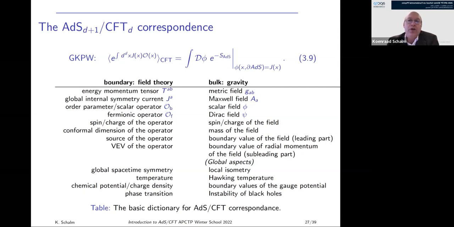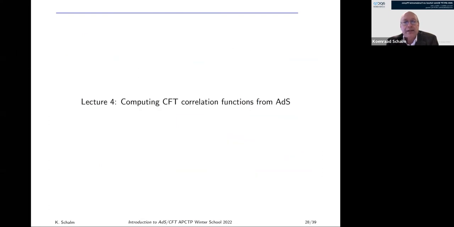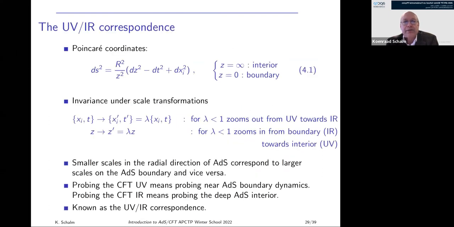And what we're now going to do in this second lecture in quite some detail is use this GKPW rule to compute correlation functions from the ADS perspective. So we're not going to compute them directly. We already reviewed that they're basically completely determined to lowest order by the symmetries, but we're going to show how they are related, how they're computed from the ADS perspective. So that is the coming hour, hour and a half.